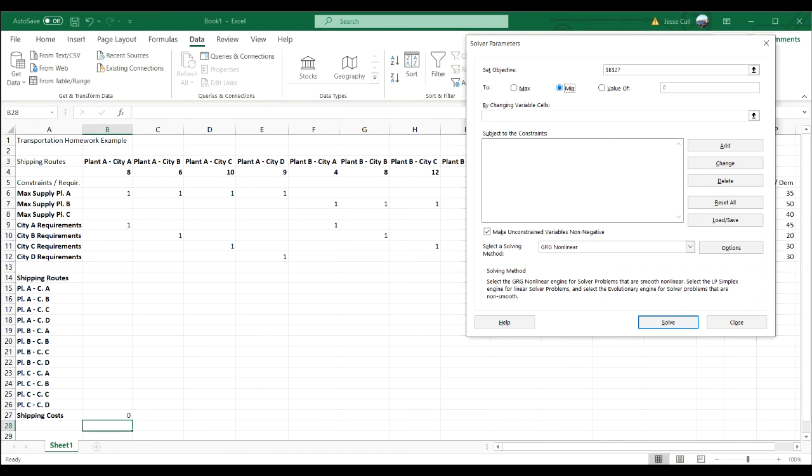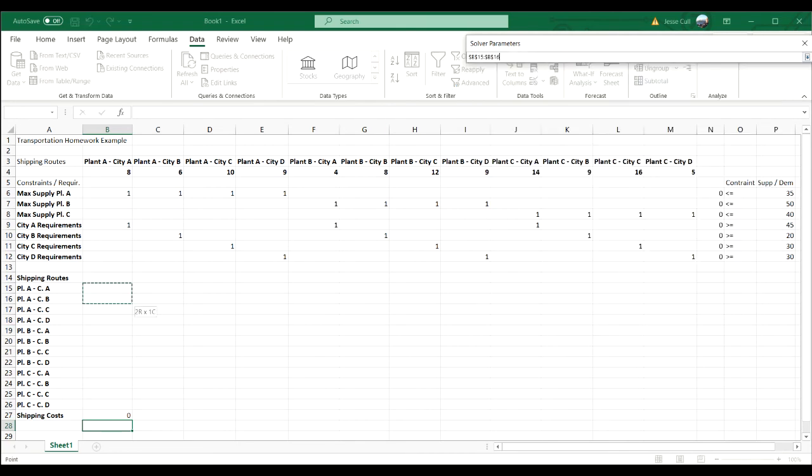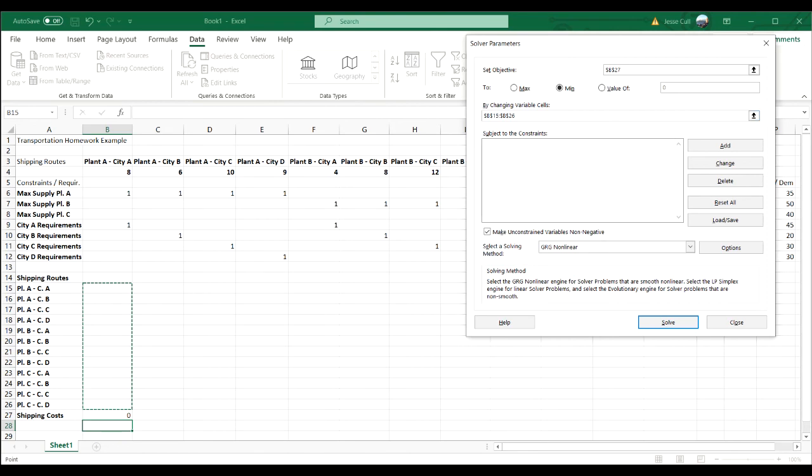The routes that are going to change are B15 to B26. We don't have to enter them manually. We just drag right here. This is where the computer will run permutations and attempt to determine what our optimal solution might be in this situation. We're going to make it simplex LP because we always do. And now we have to add our constraints.